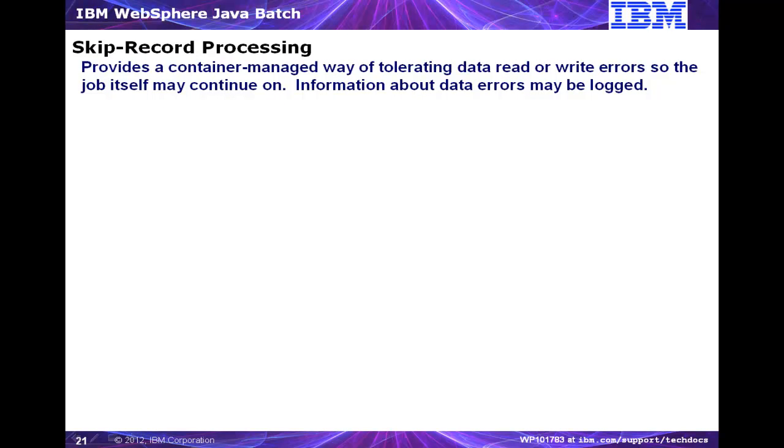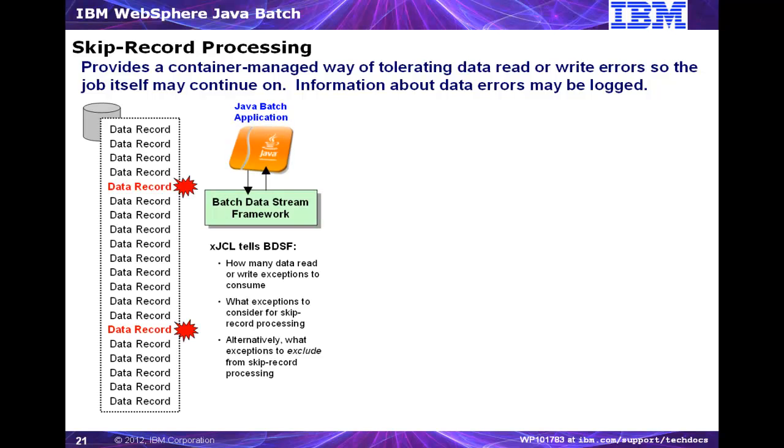Skip record processing is a feature new to ComputeGrid version 8 and WAS version 8.5. It provides a way to keep processing a job even when a data read or write exception occurs. With this feature, read or write exceptions will not surface up to the application. Like checkpoint processing, skip record processing is a function of the container, not the batch application.